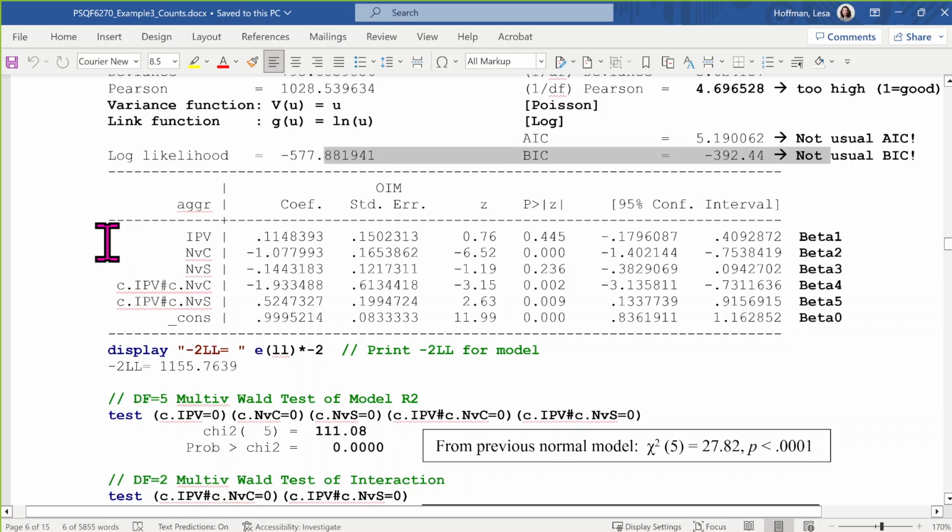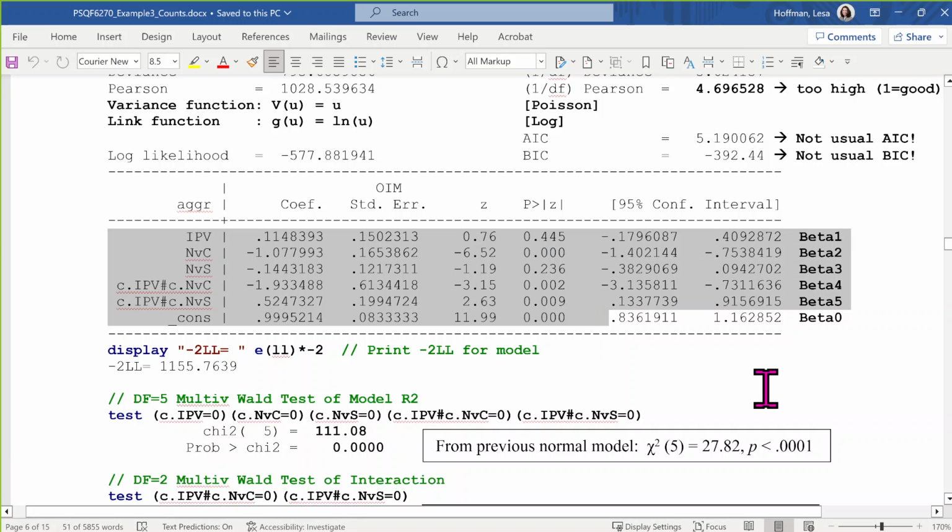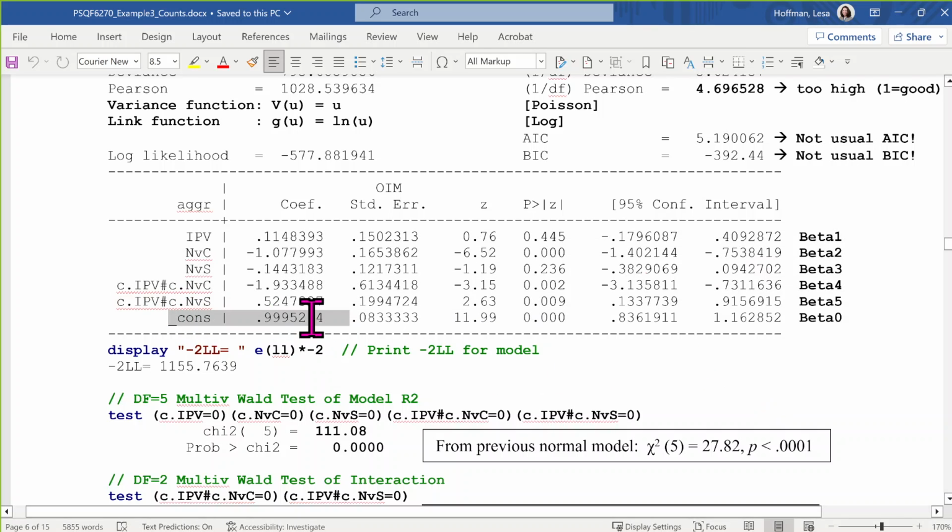Here's my output. What scale are these coefficients in? We have small numbers, negative numbers. These are in logs. These are log counts. So in the same way that in the last units we had to say this is the logit of the probability of whatever, this is the log of the expected count for my reference group, which is somebody without a history of IPV who was assigned to the control group for the emotional regulation condition. So they have a log expected count of 0.999. I don't know what that is off the top of my head.